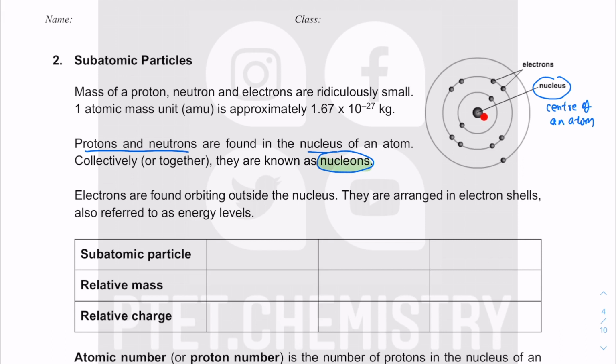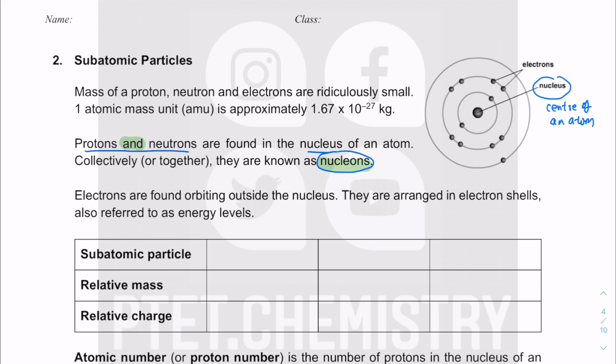And what is in the nucleus? The nucleus is at the heart of the atom, at the center of an atom. This whole thing is atomic structure. The nucleus is at the center and contains nucleons, because it contains protons and neutrons. So nucleons are protons and neutrons. Be very careful, it's not just proton, it's not just neutron, it's nucleons because it's protons and neutrons.